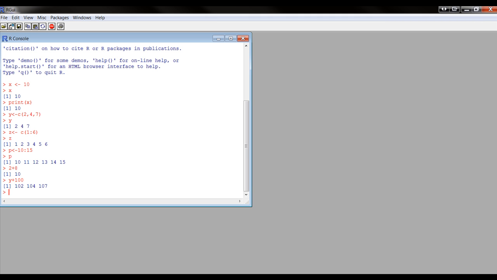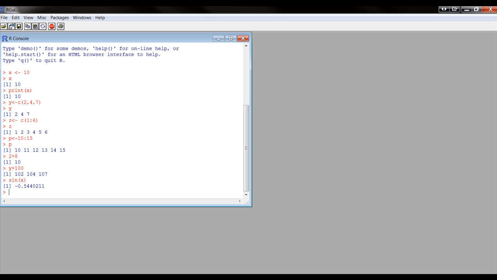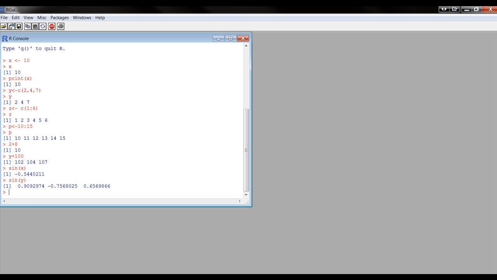Right, that's very simple. Let's see, is there anything else? Let's try sine. Does this work? Sine X. Yeah. So there are functions in R. You could even do, I guess, this, sine Y. So it does all of them.